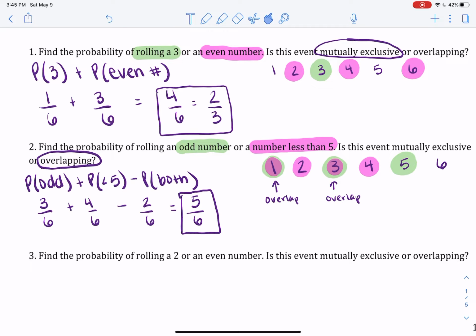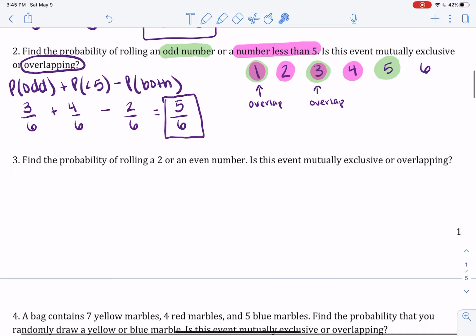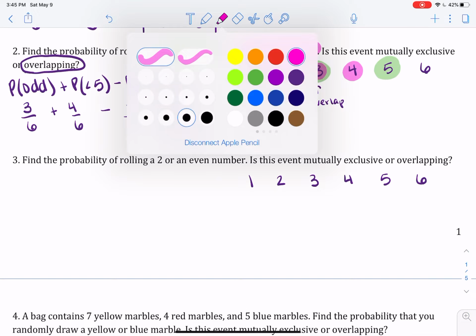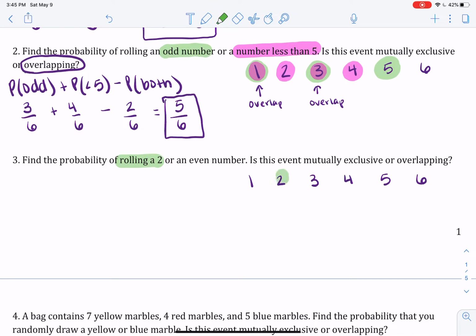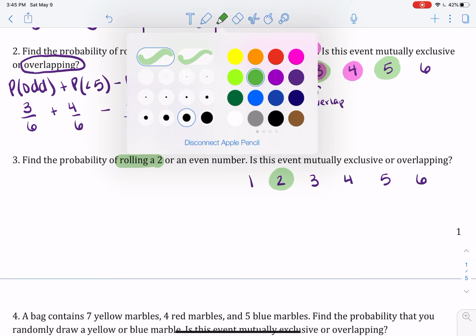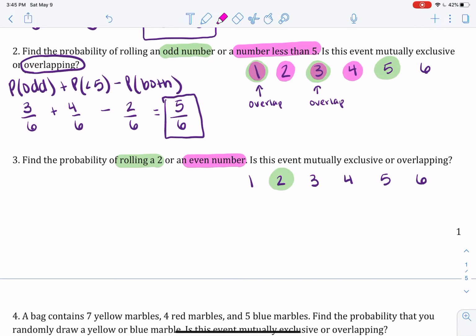Okay. Number 3, find the probability of rolling a 2 or an even number. Is this event mutually exclusive or overlapping? All right, so same idea. Let's write our numbers out. So the probability of rolling a 2, so that happens there, one time, or an even number. Okay, well that's 1, 2, 3 times. And I see that we have overlap here, one time. So this event is overlapping.